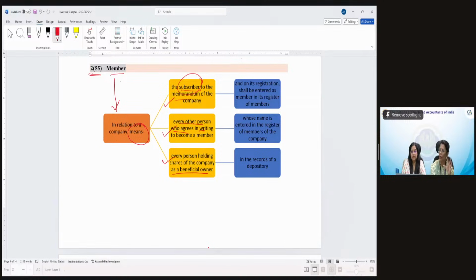So you'll see how they become the members. With respect to the subscribers, on the registration, when that company is incorporated and registered, at that time they shall be entered as a member in the register of members. Remember this word: entered in the register of members. Unless and until they are registered in this register of members, they will not be considered as members. So members are the persons who are registered in the register of members. So there's a basic difference between shareholder and members here. Shareholders are not registered in the register of members, and members are registered in the register of members.